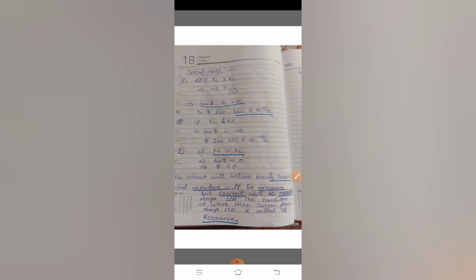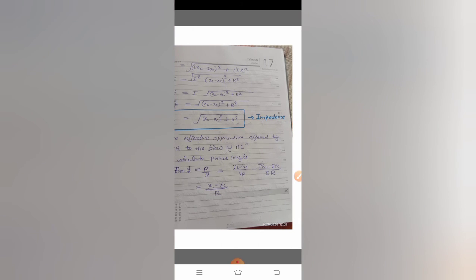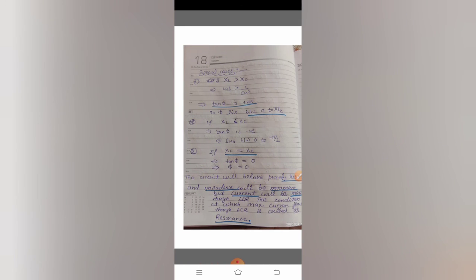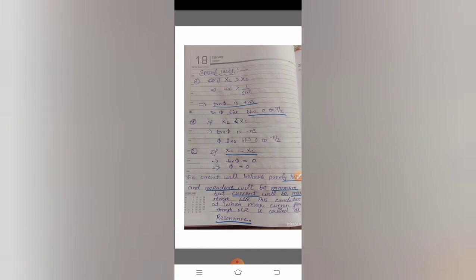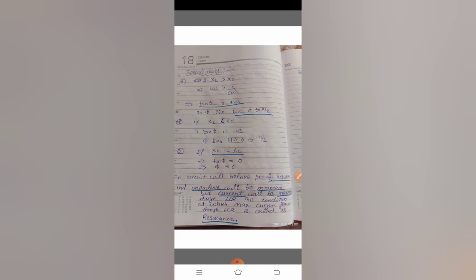XL is greater than XC. If your XL is greater, students you can see XL minus XC, if XL is bigger then what will your tan phi be? Positive. Tan phi is positive means phi lies between 0 and pi by 2. But if your XL is smaller than XC, meaning XC is greater, then XL minus XC is negative, so your tan phi will be negative. Tan phi is negative means phi lies between 0 to minus pi by 2. Get it?